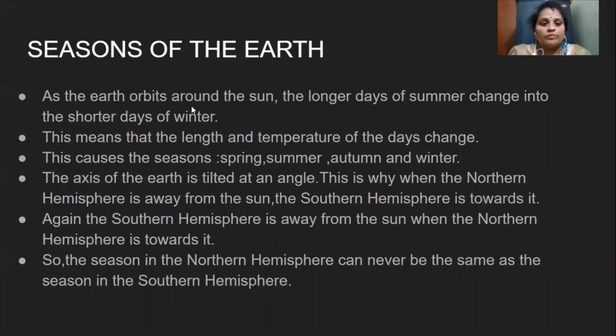As the earth orbits around the sun, the longer days of summer change into the shorter days of winter. This means that the length and temperature of the days change. Here, the earth rotates around itself. Not only that, it revolves around the sun. Earth completes one rotation in 24 hours, right? And it takes 365 1/4 days to complete one revolution.